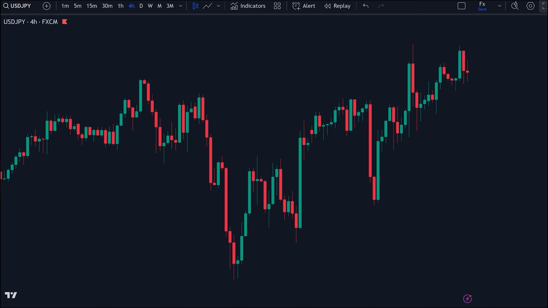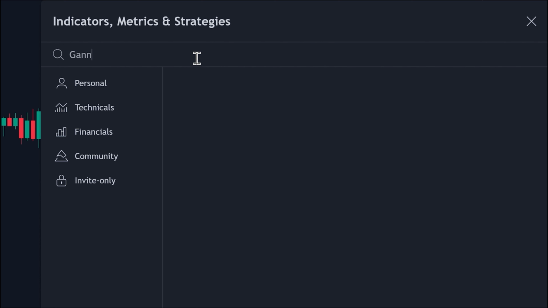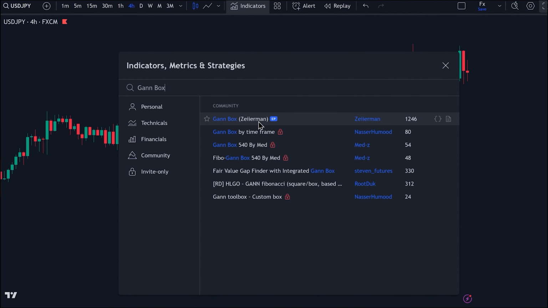Setting up the indicator on your chart is a simple process. Click on Indicator. Search for Gann box. Select the Gann box by Zierman. That's it.